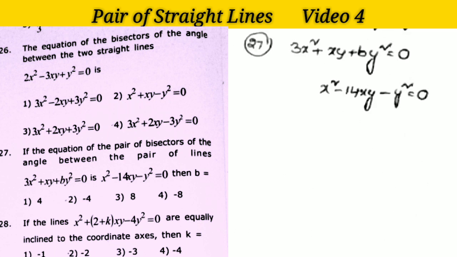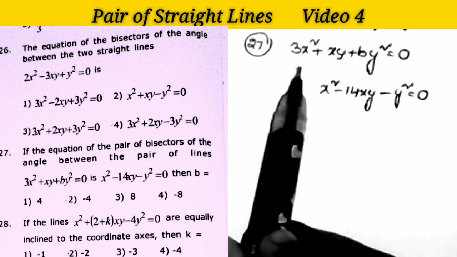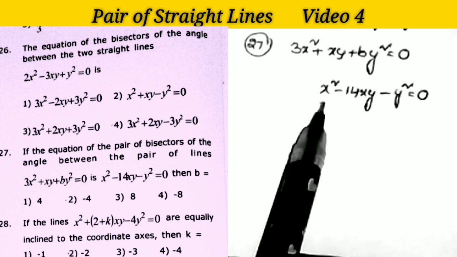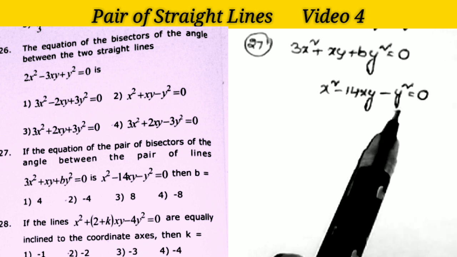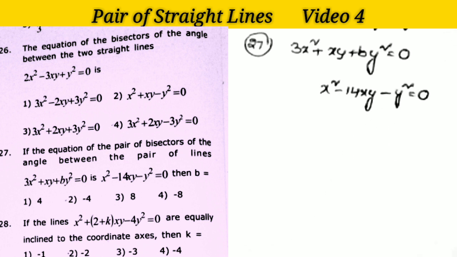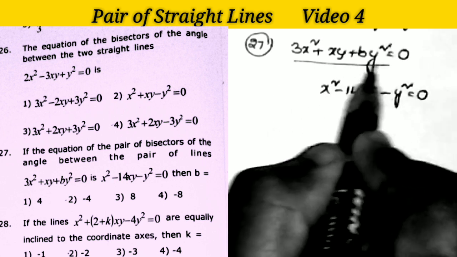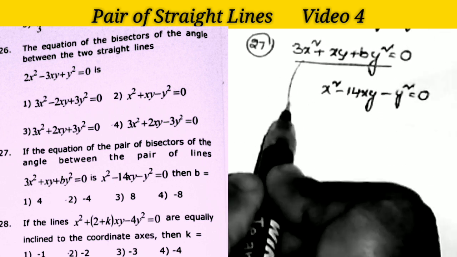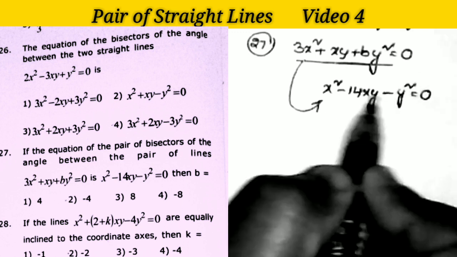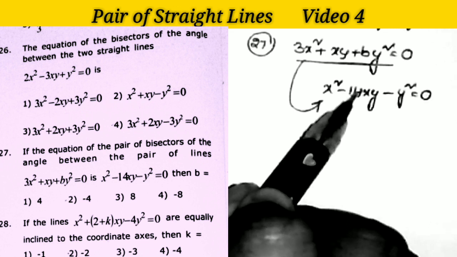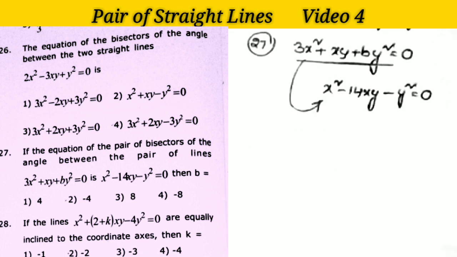That's all. Next question, sum number 27. The equations of the pair of bisectors of the angle between the pair of lines 3x square plus xy plus by square is equal to 0 is x square minus 14xy minus y square is equal to 0. Then what is the b value? So what is the data here? The equation of the angular bisectors of this equation is x square minus 14xy minus y square. So the angular bisectors are given, and we have to find the b value.